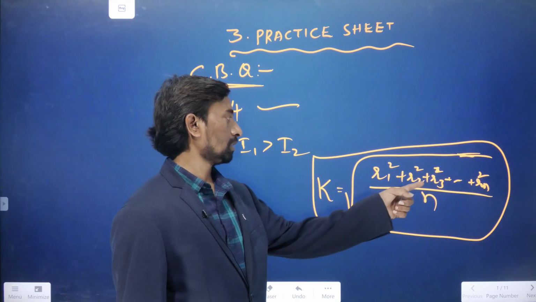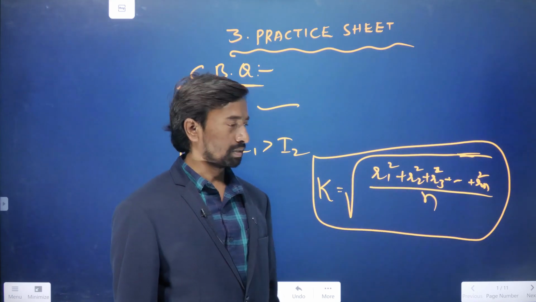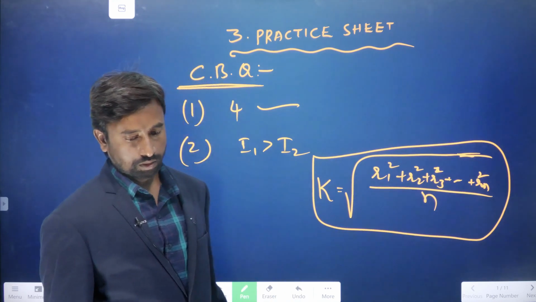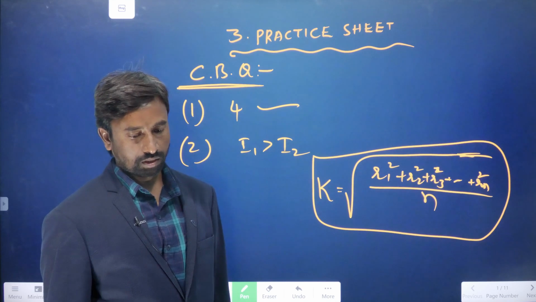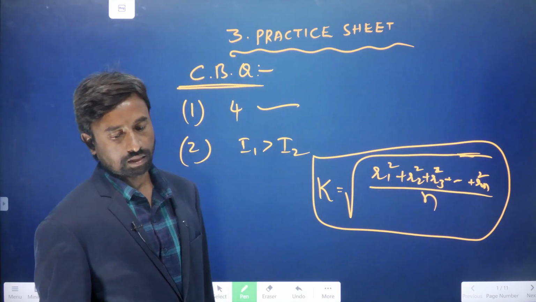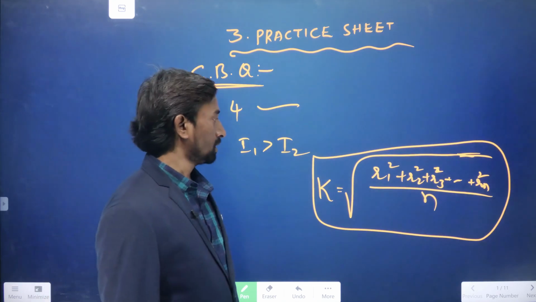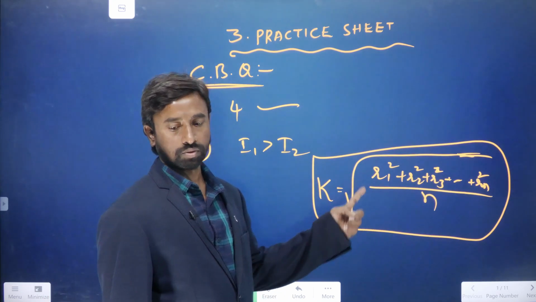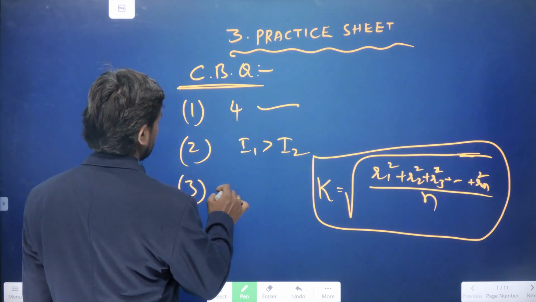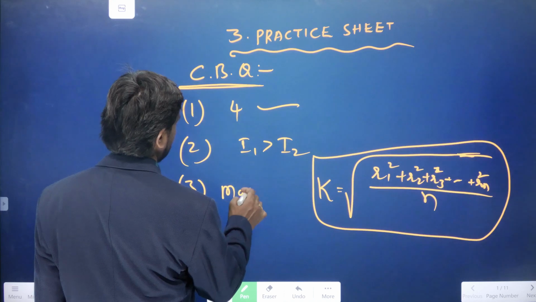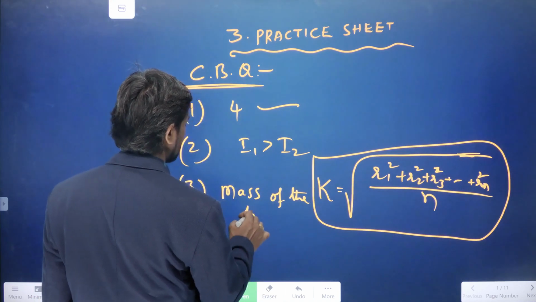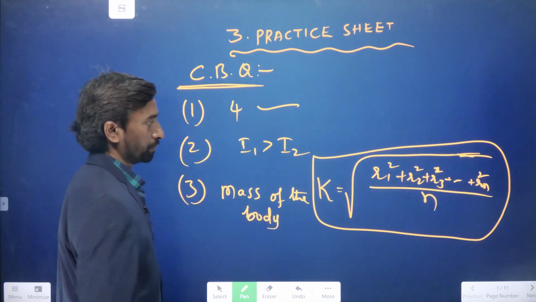So it depends on the perpendicular distances and the number of particles. Here the options are the position of the axis of rotation, the radius of the disc, the mass of the disc, and the temperature of the disc. There is no mass term here, so it does not depend on the mass. So the second option, the mass of the body, is the answer. It does not depend on the mass of the body.